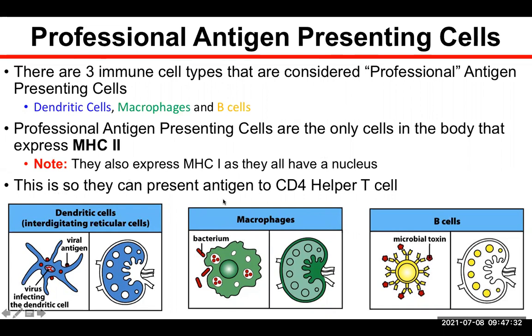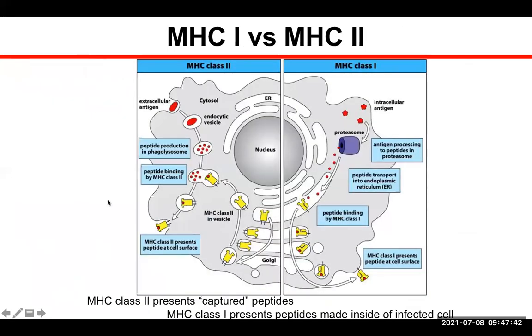And so the type of T cell in particular that these professional antigen presenting cells talk to are the CD4 helper T cells. So of course, I'm not going to have you memorize this whole pathway. That's ridiculous. But the reason why I'm showing you guys this is to understand the two different ways these MHCs are put on the cell surface of a cell.